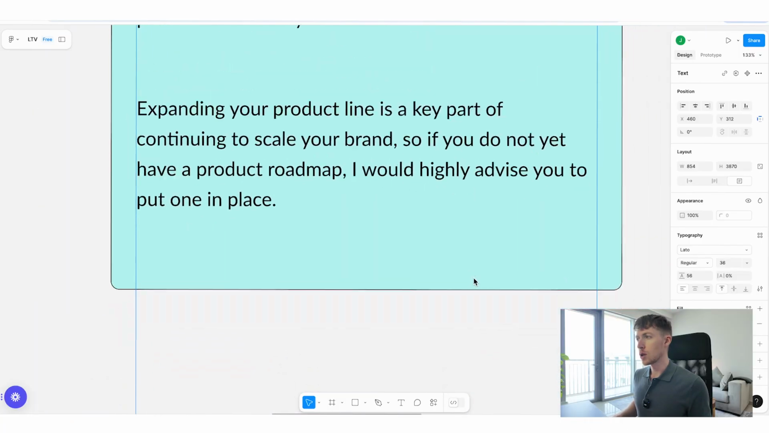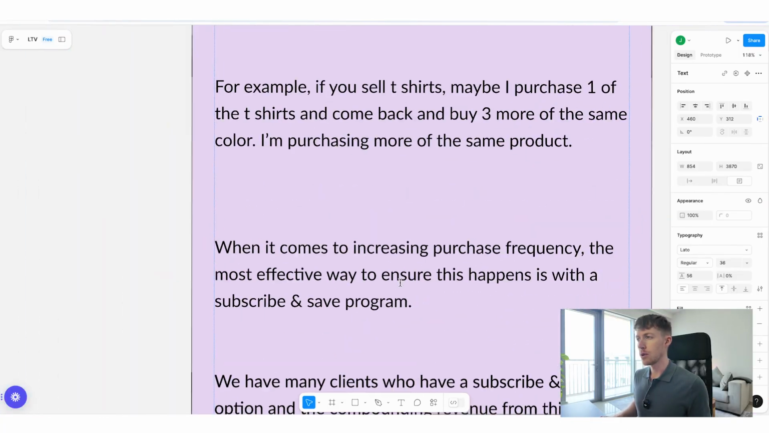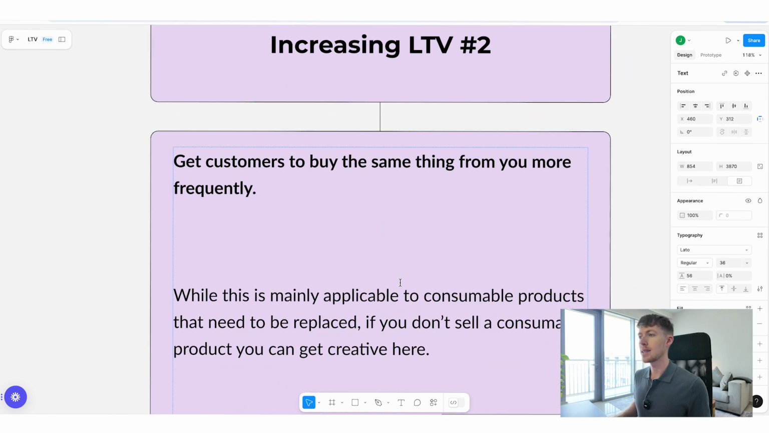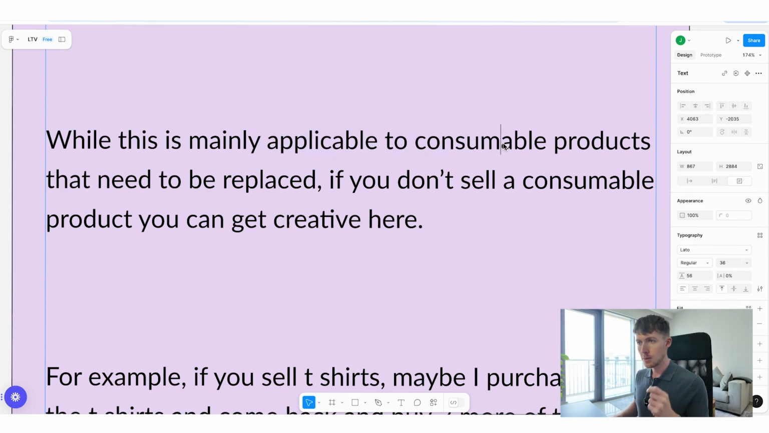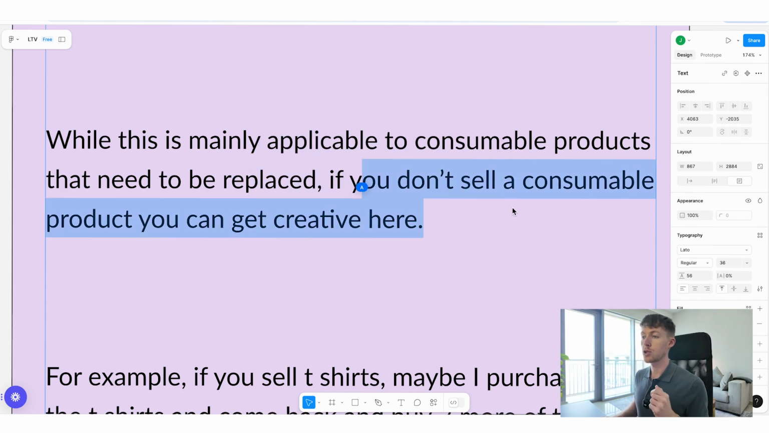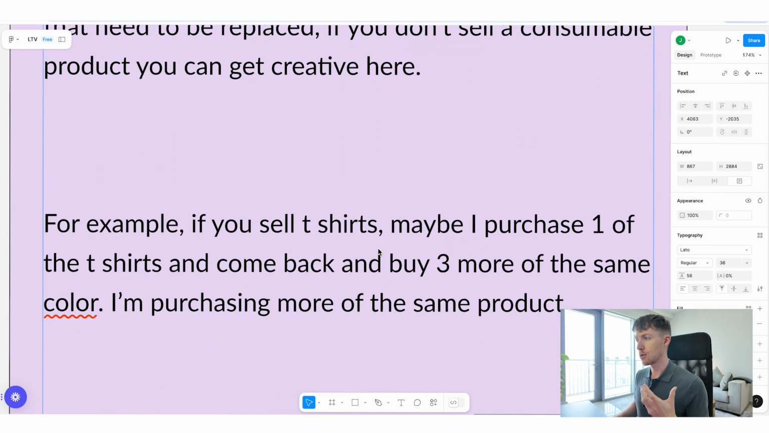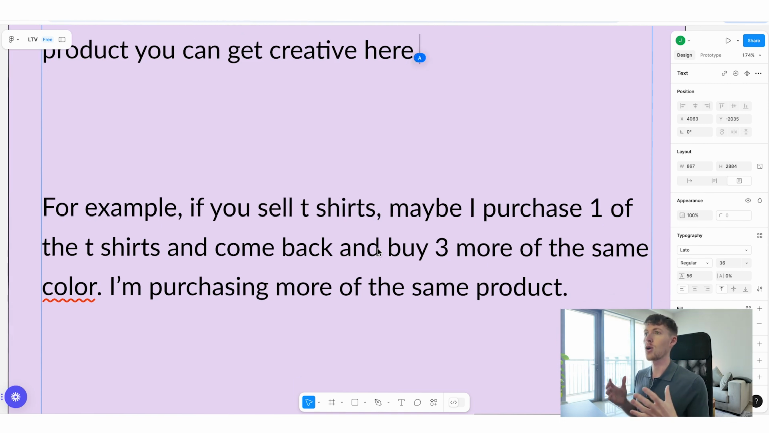Okay, so let's talk about the second way to increase LTV, and that is to get customers to buy the same thing from you more frequently. All right, so now we're talking about frequency. While this is mainly applicable to consumable products that need to be replaced, if you don't sell a consumable product, you can actually get creative here and do something with a product that is not as consumable.